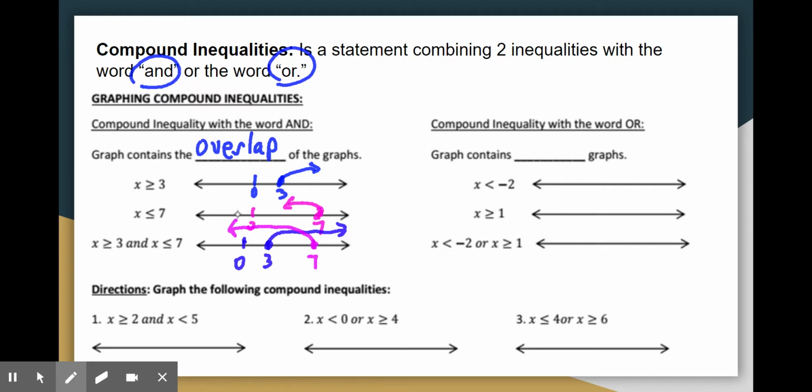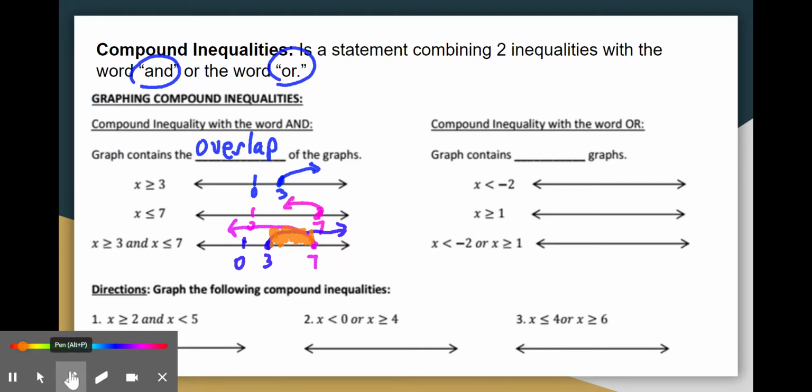Now what you can see is that in between the 3 and the 7, the two colors overlap, right? There's both purple and blue between the 3 and the 7. That's where your solution is going to be to this inequality. Your solution is going to be here between the 3 and the 7. It's the overlap. It's where the two colors come together. The two shades come together between the 3 and the 7. That's the example of graphing an and compound inequality.